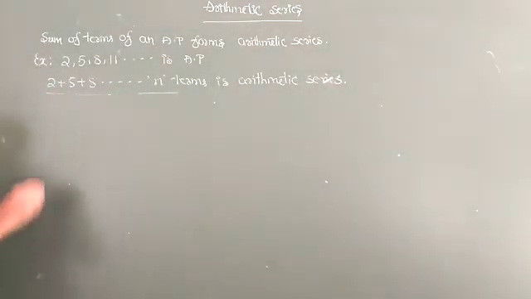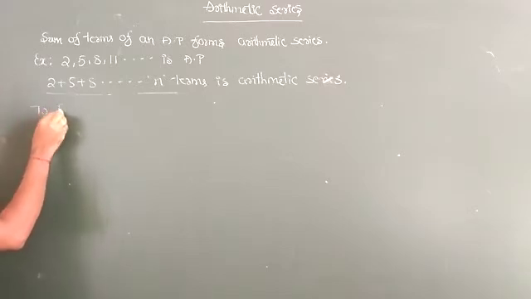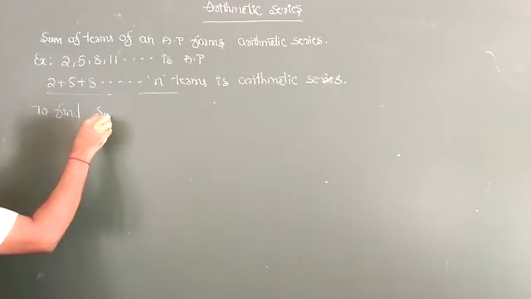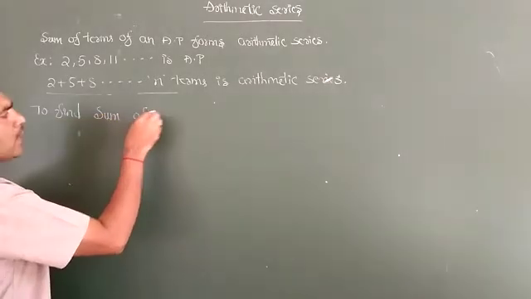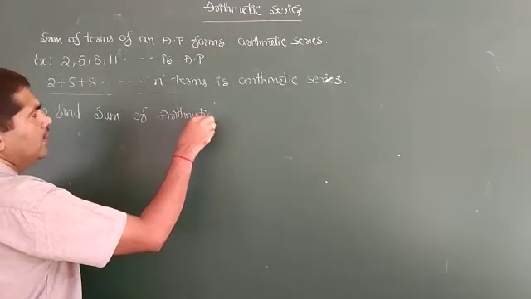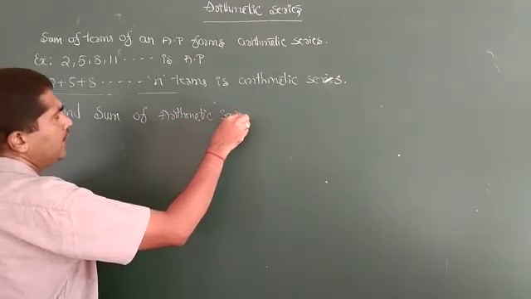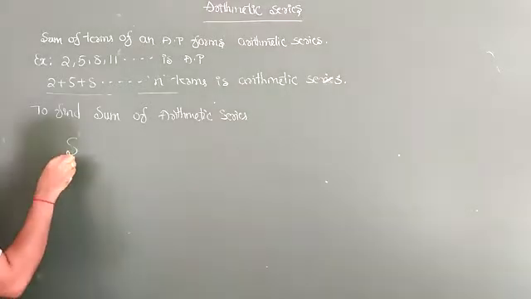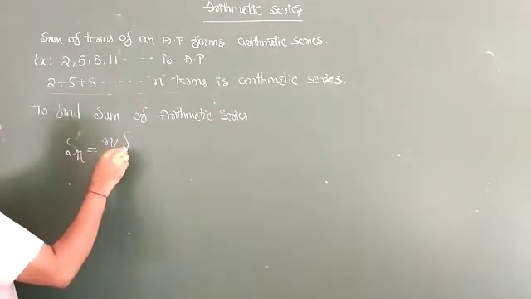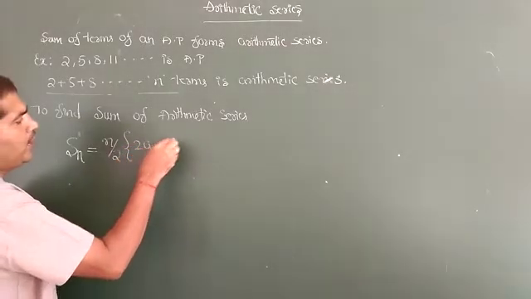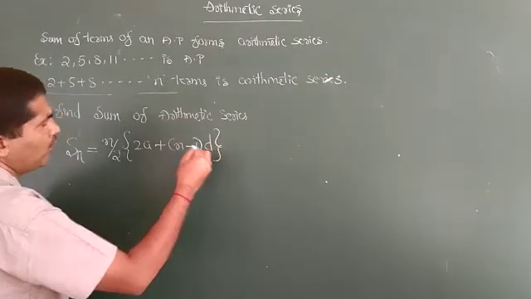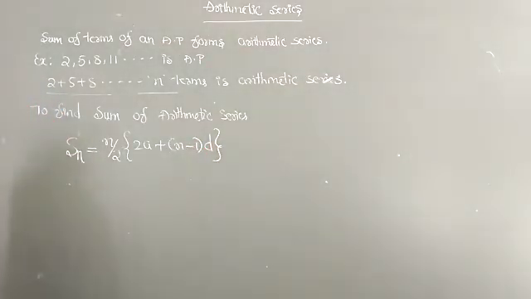Then how to find the sum of the arithmetic series? There we need a formula. So to find the sum of an arithmetic series, we are using a formula, that is Sn. Sn represents the sum. Sn equal to n by 2 into 2a plus n minus 1 into d is the required formula to find out the sum of terms of an arithmetic progression.